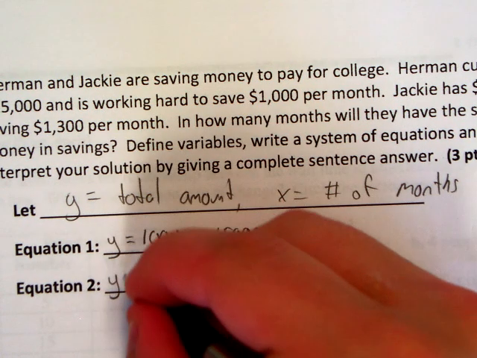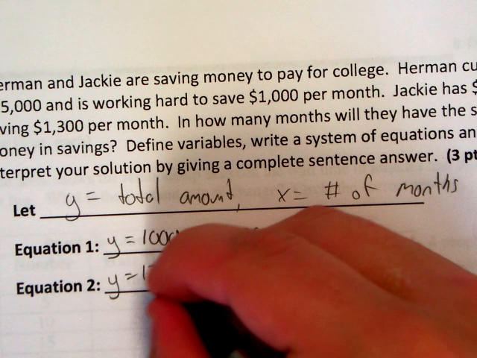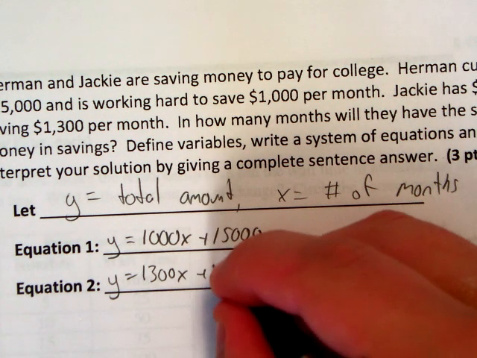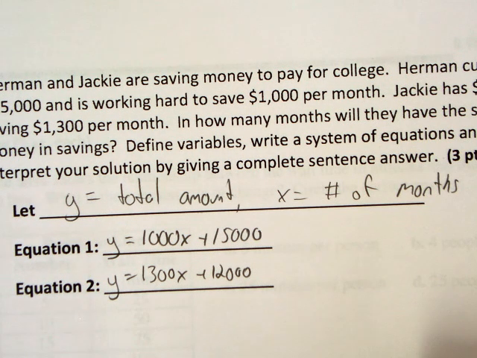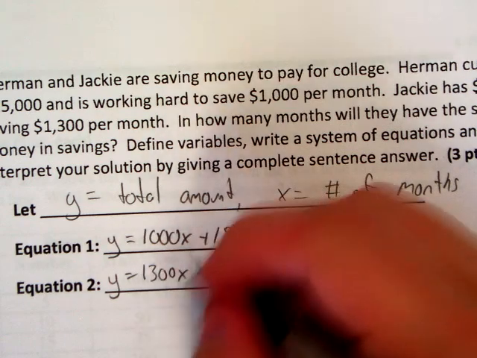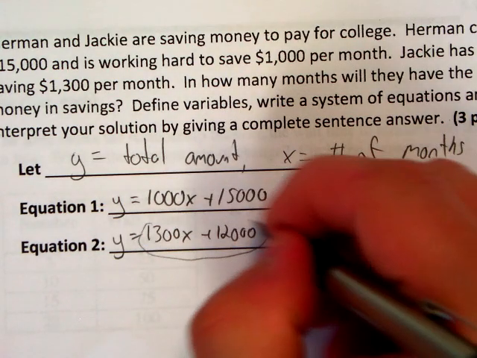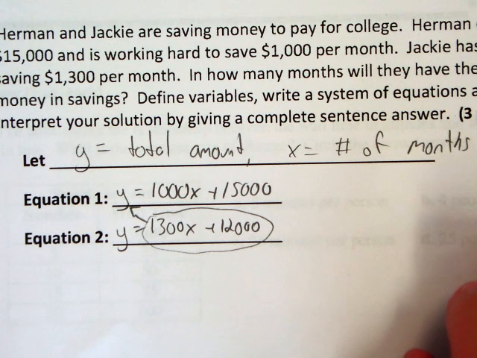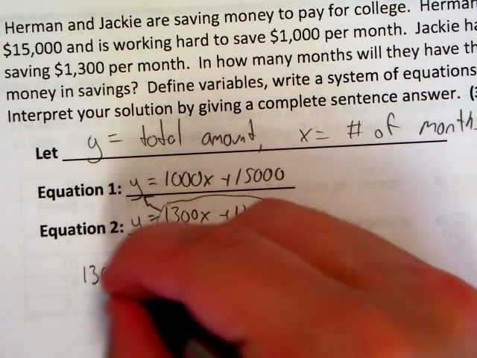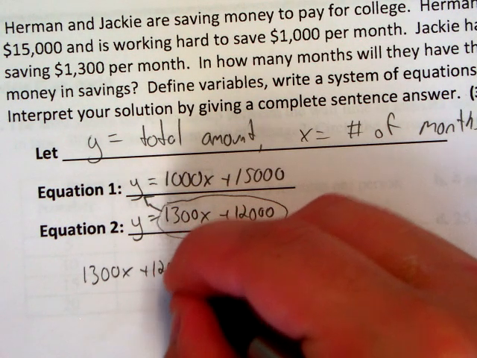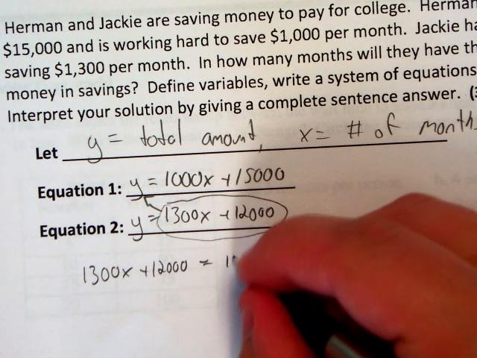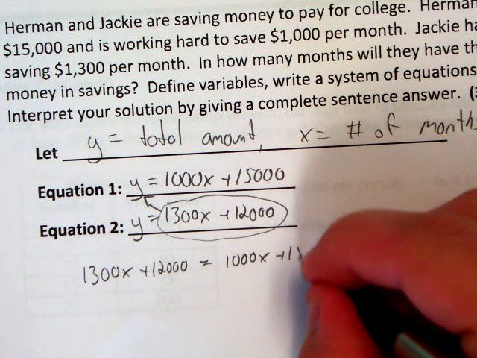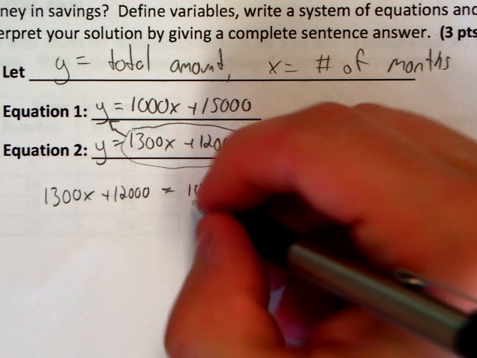Jackie is my second equation, so her total amount saved is going to be $1,300 saved per month plus the $12,000 she already has. This is another great one for substitution because I have y equals in both cases. So I'm going to take this bottom expression, substitute it in for y in my first one. So I have 1,300x plus 12,000 equal to 1,000x plus 15,000. Big numbers, but don't get afraid.